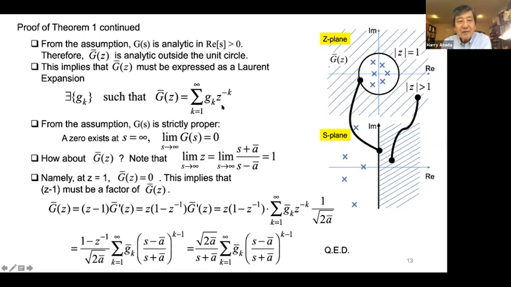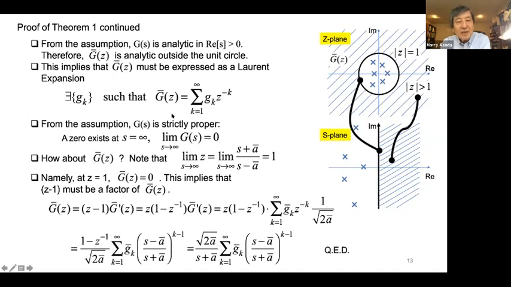Now, to reach there, a few more steps are needed. First, from the assumption, G S is strictly proper, right? This is the first assumption we made. So let's use this for computing. It says that there is a zero at S equals infinity. So, putting S to infinity, this must be 0.